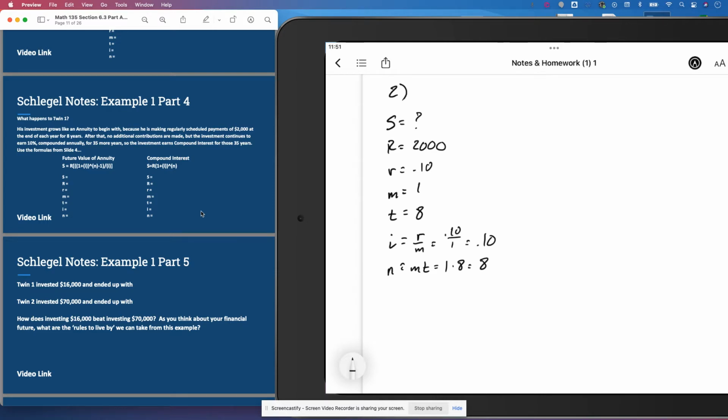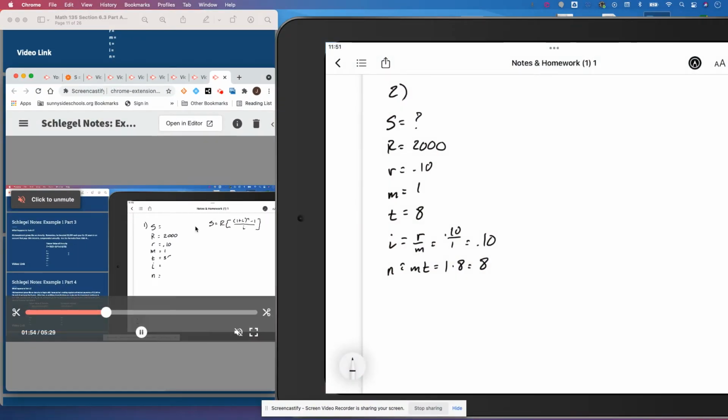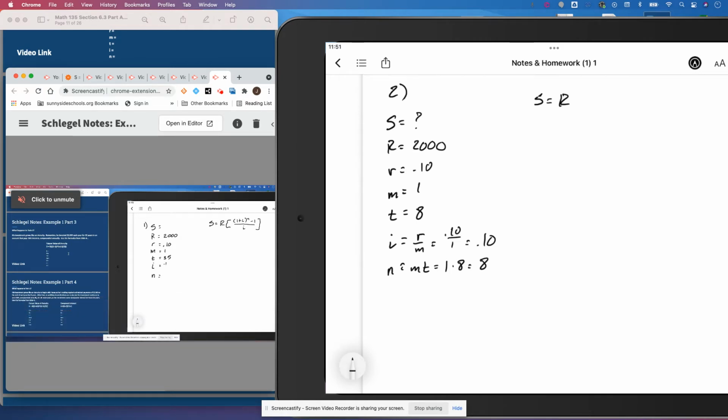And so I won't make you sit through me writing that nasty formula again. Well, it won't take me too long. So we've got S equals R times 1 plus I to the power of N minus 1 over I. And for this, everyone, what's going to end up going into Wolfram is we're going to be putting 2,000 in for R. 1 plus I, so 1 plus 0.1 to the power of 8 minus 1 over I. And we'll give that to Wolfram. We'll see what we come up with.